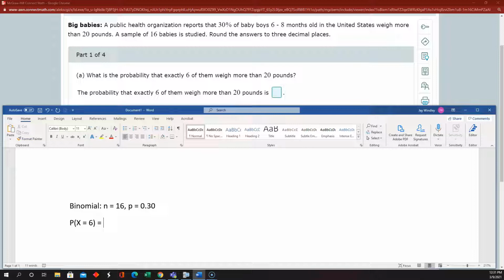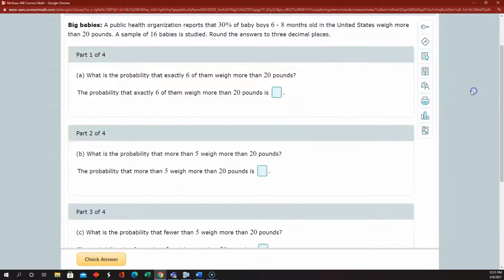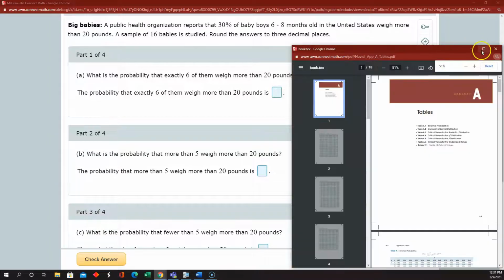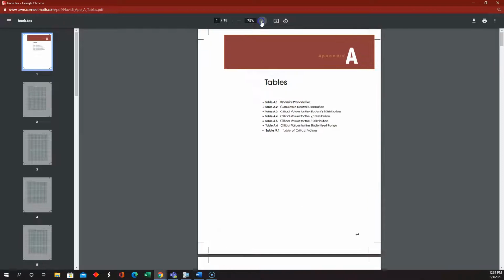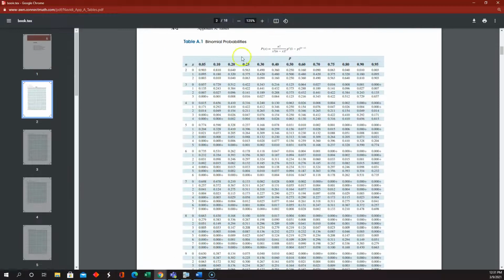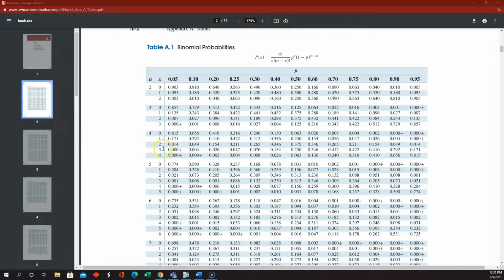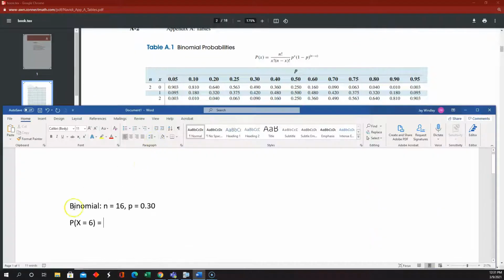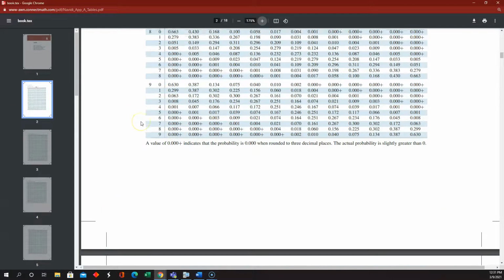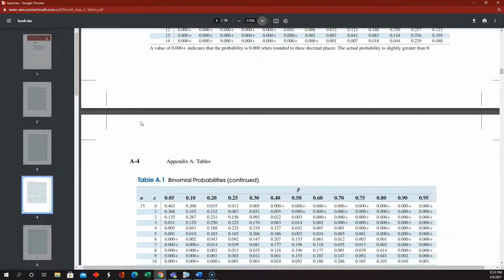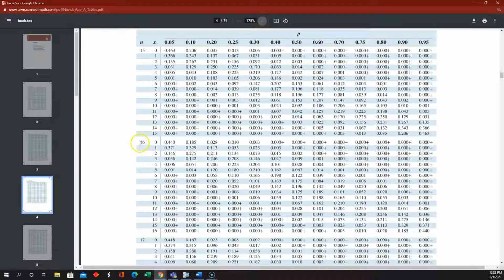Once you know that there's 16 babies sampled and the probability of success is 0.30, there's a number of ways to get that answer. Without calculation, the way to get the answer is to go to the tables that they have for our book. And the first table is a table of binomial probabilities. And you see values of n listed over in this far column. So we want to find the part of the table corresponding to n equals 16, which is right here.